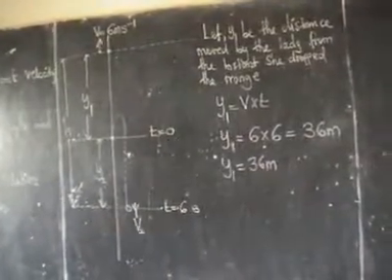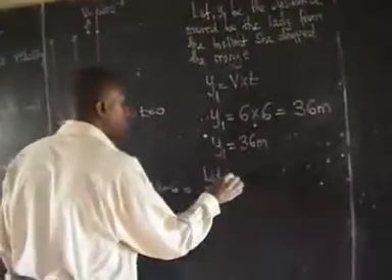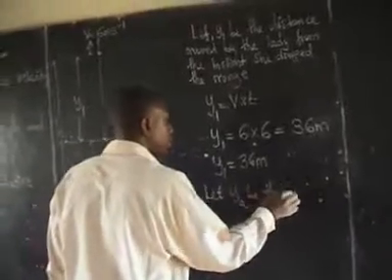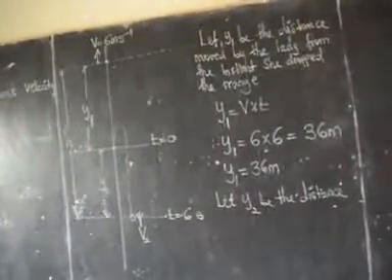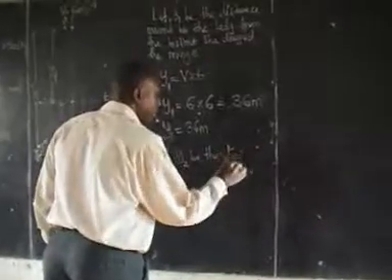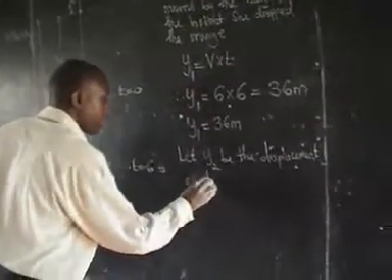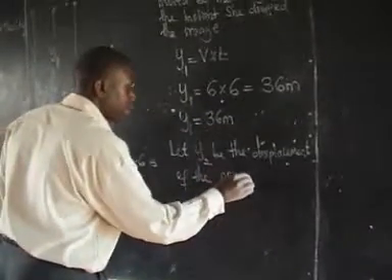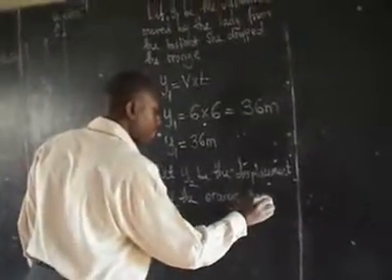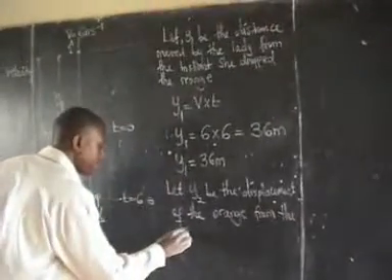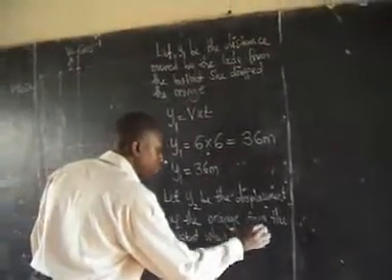So now let's look at the orange. So let y2 be the distance moved by the orange from the instant it was dropped.